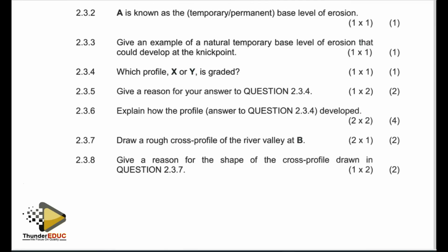Give a reason for your answer. I think I've already explained the answer. Why am I saying Y is a graded profile? Y resembles a smooth concave shape from the source of the river to its mouth. And then explain how the profile above the graded profile developed.